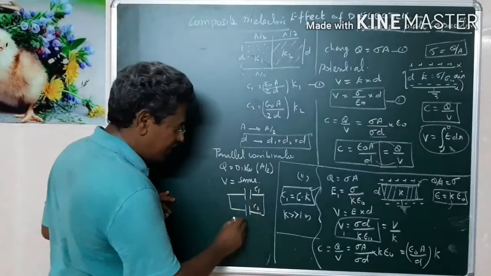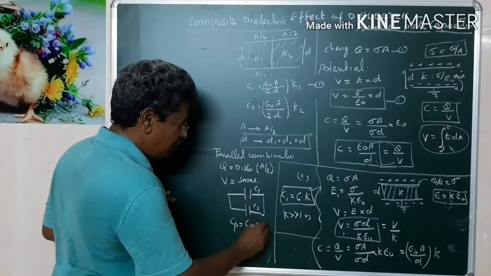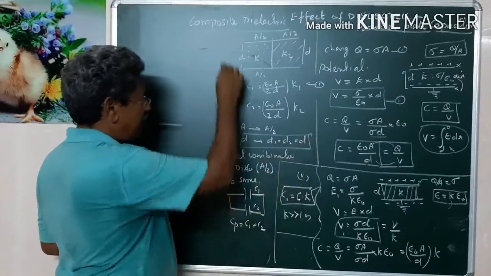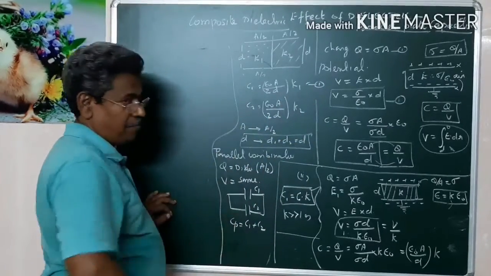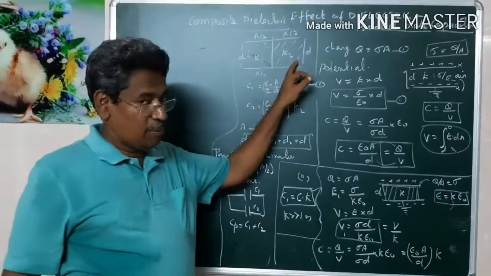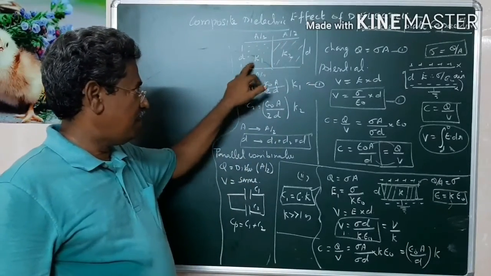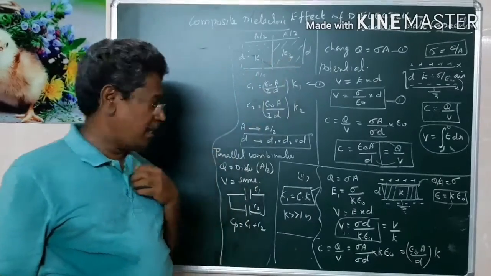When any two capacitors are connected in parallel, we can say that Cp is equal to C1 plus C2. What is C1? Here. What is C2? Here. Then I can find out: when the two composite materials are folded, the area changes, the distance does not change, which means these two capacitors are in parallel.